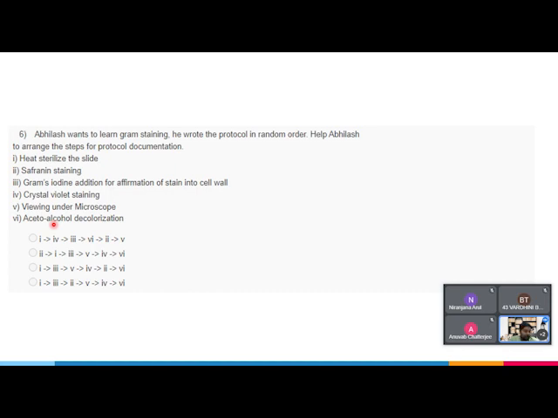Vardhani says the option. Yeah, Shreya also and Vardhani, both of them say the correct option is A. That is the correct order: heat sterilization of the slide, followed by crystal violet staining, followed by Gram's iodine addition for affirmation of the staining to the cell wall, followed by acetyl alcohol decolorization, safranin staining, and then viewing under the microscope. Any other answer we have?